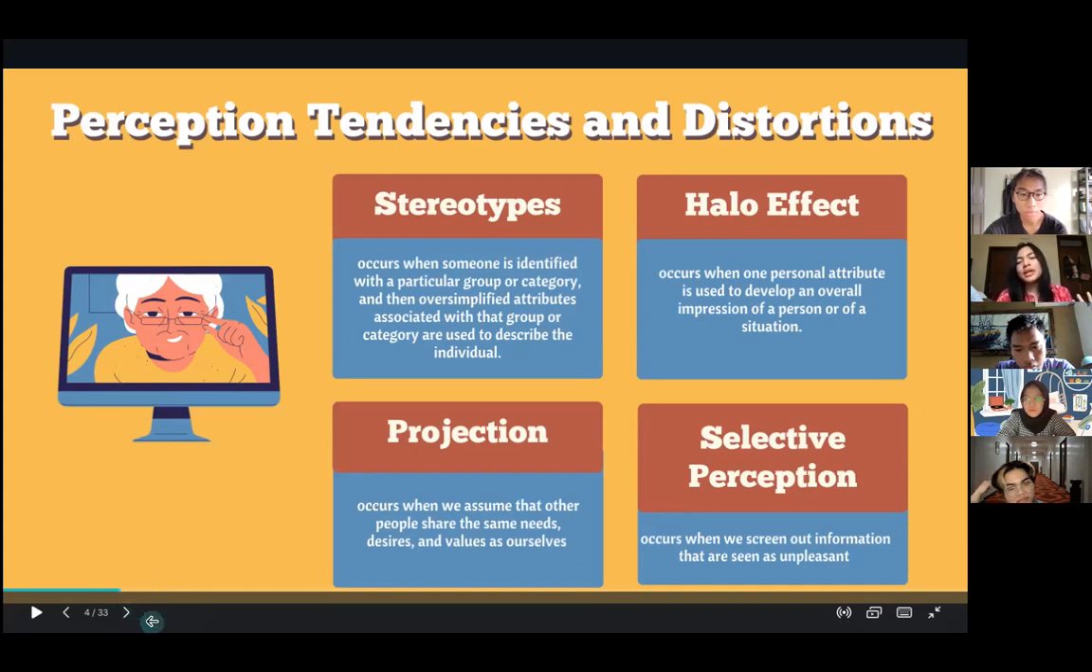A very common example we see in our everyday lives is the stereotypes of Asians that are seen as very good at math, when in reality, not everyone from the Asian background is good at that subject.